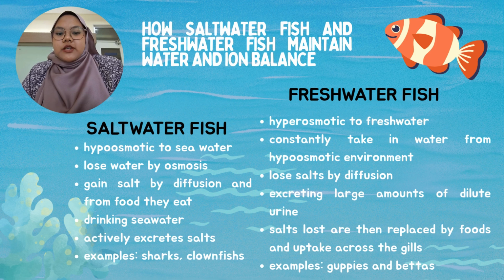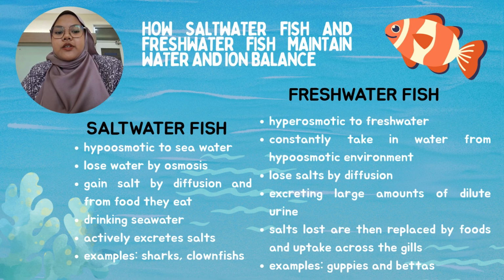In saltwater fish, they are hypoosmotic to seawater. They lose water by osmosis and gain salt by diffusion and from the food they eat. They also drink seawater and actively excrete salt. Examples of saltwater fish are sharks and clownfish.